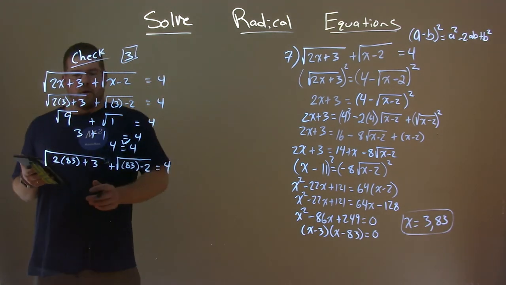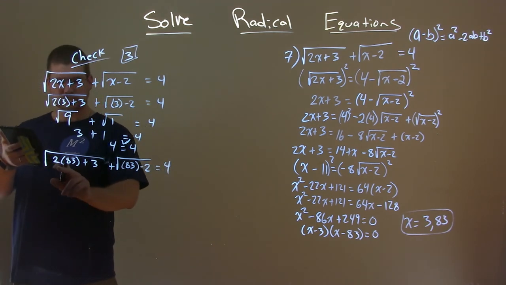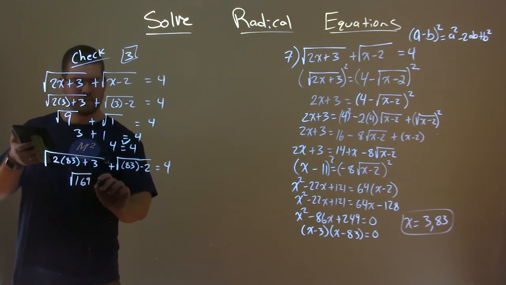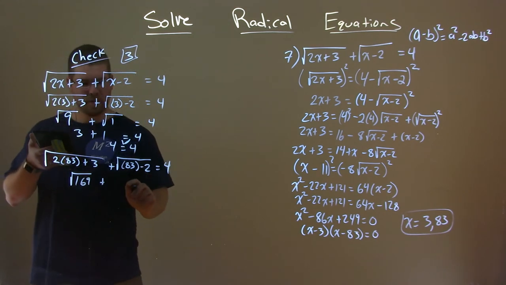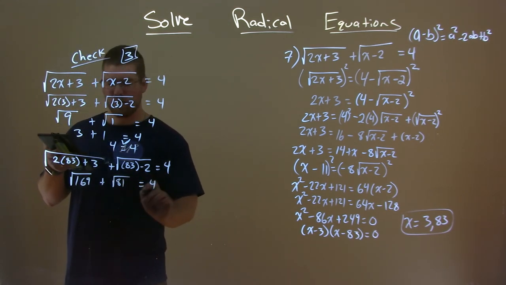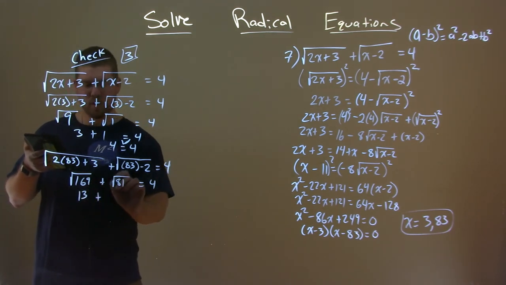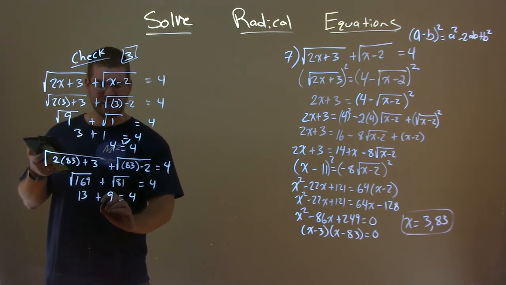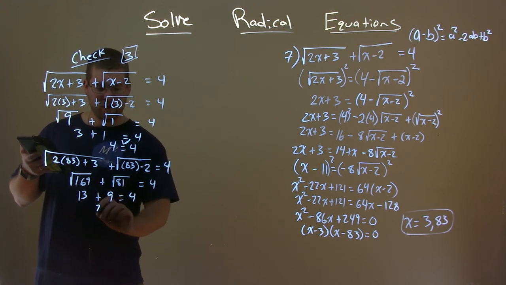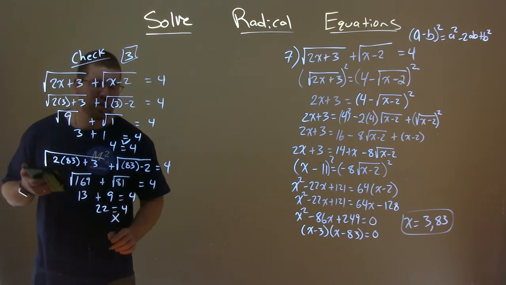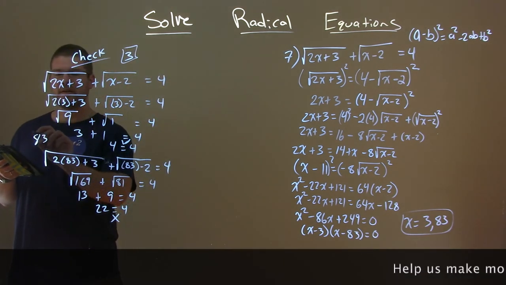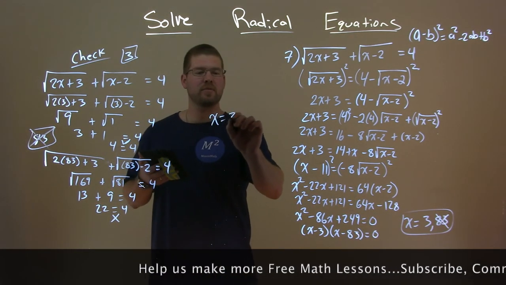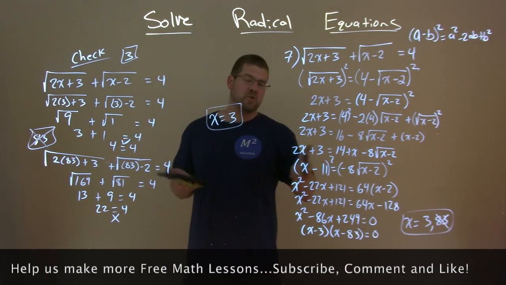All right. Well, let's simplify this part here. 2 times 83 plus 3 is 169. Plus the square root of 83 minus 2, which is 81. Does that equal 4? Square root of 169 is 13. Square root of 81 is, well, you know, 9. And 13 plus 9 is, oh my goodness, off the top of my head, 22. Does that equal 4? False, it does not equal 4. So our check for 83 doesn't work. So our only solution here is just x equals 3. 83 was what we call, again, an extraneous solution.